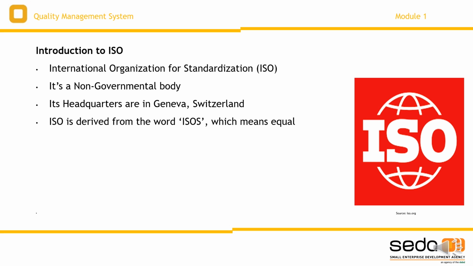ISO is derived from the word isos, which means equal. ISO was formed in 1947 by national standard bodies from different countries. South Africa is a member of ISO through the South African National Standards, that is SANS, which is a division within South African Bureau of Standards, that is SABS. Currently, ISO consists of more than 120 member bodies, and all these members are equal under ISO.